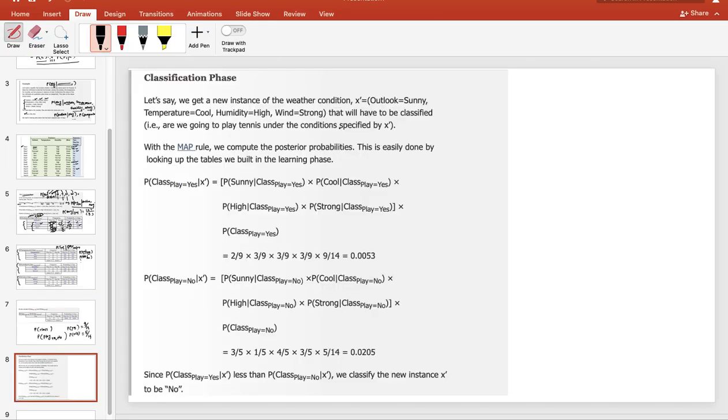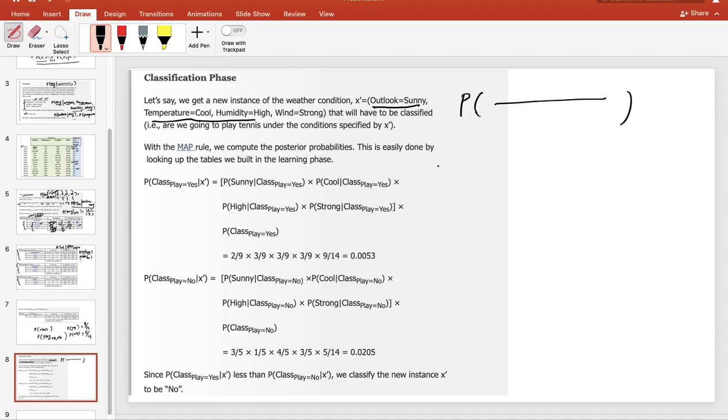Now finally, let's say we are given some unknown weather forecast, like this: the outlook is sunny, the temperature is cool, humidity is high, and wind is strong. So will we play on that day or not? That's the question. We are given some unknown weather forecast, and the question is, will we play on that or not? So how can we solve this?